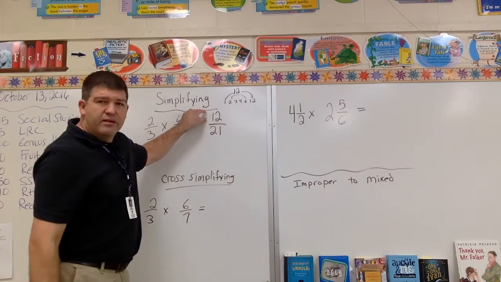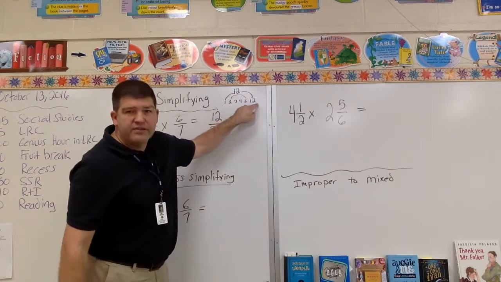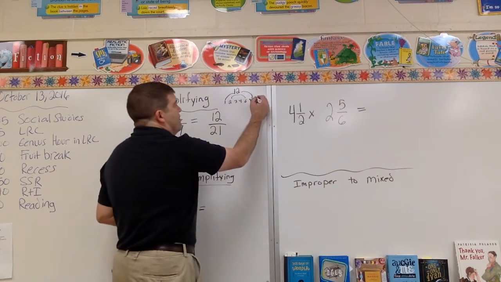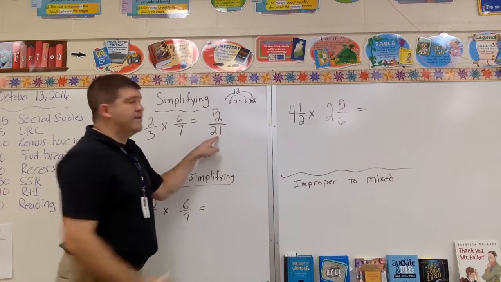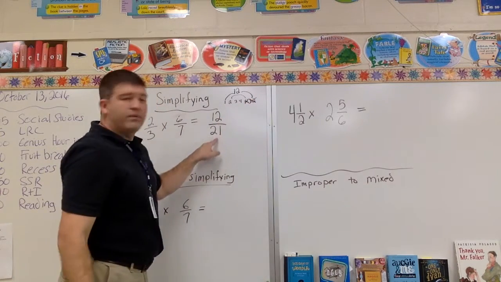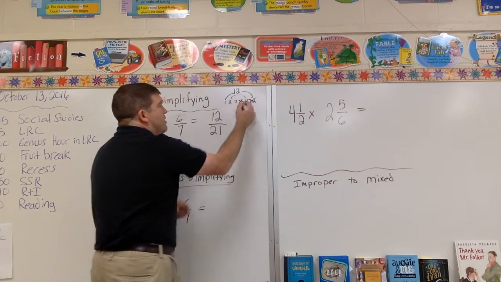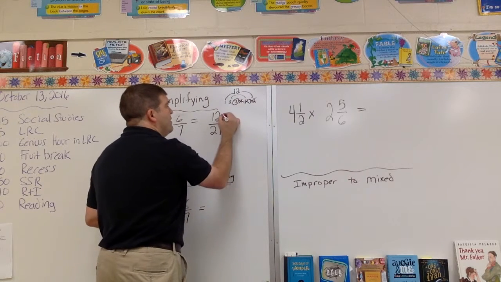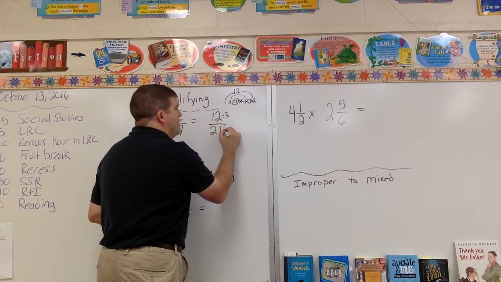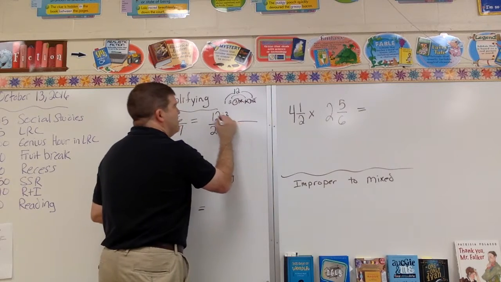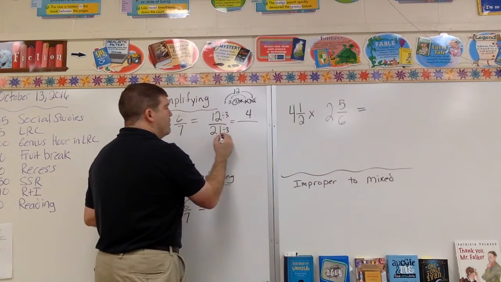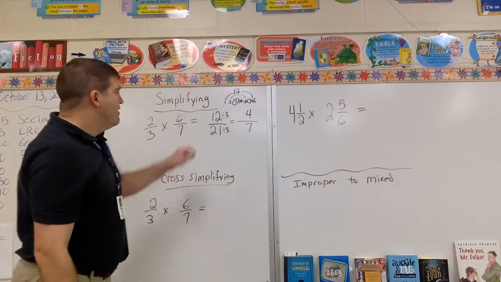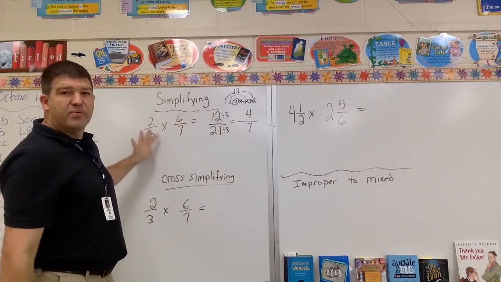So I've taken the smaller number, which is 12. I got all my factors. Now I can ask myself, does 12 go into 21? No. Does 6 go into 21? No. Does 4 go into 21? No. Does 3 go into 21? Yes. So then I take 3, divide each one by 3, and I get 12 divided by 3 is 4, 21 divided by 3 is 7. So I get my answer of 4/7. I simplified it after I did the problem.